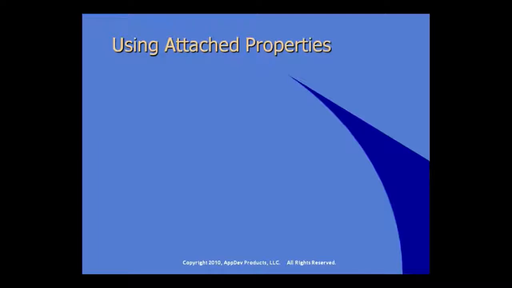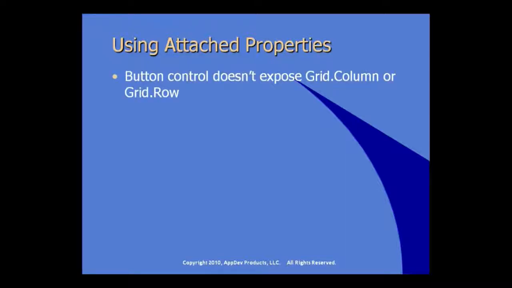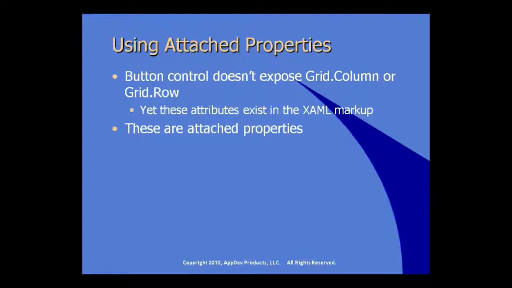The reason I told you all that stuff is because you might want to programmatically interact with an attached property, and the only way to do that is by writing a little bit of code which gets the value or sets the value of the attached property. The button control doesn't expose the grid.column or grid.row property. It's the grid control that exposes those, yet those attributes exist in the XAML markup. They're attached properties. The properties are added by the container when the interior controls are hosted within that container.